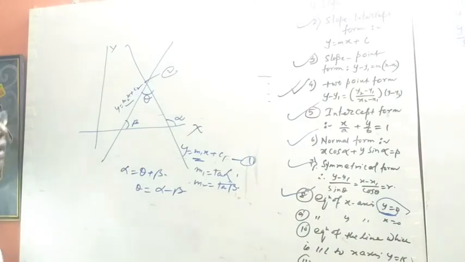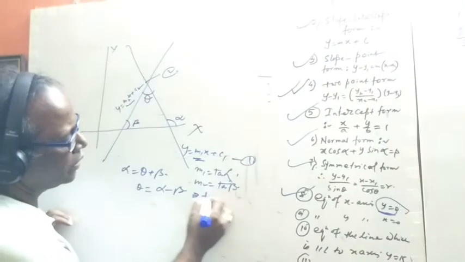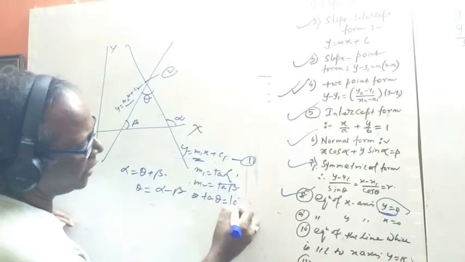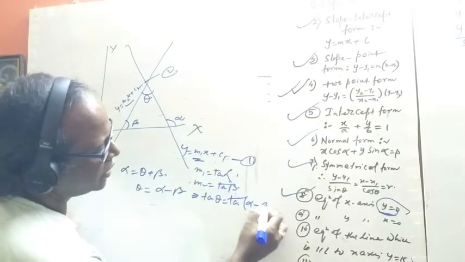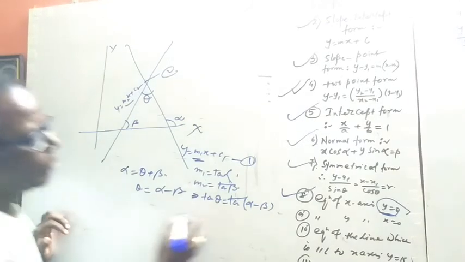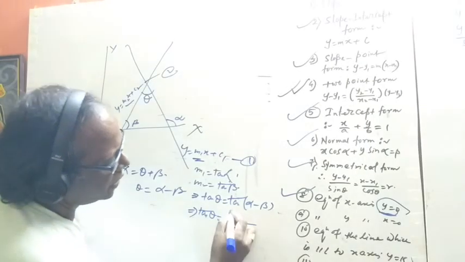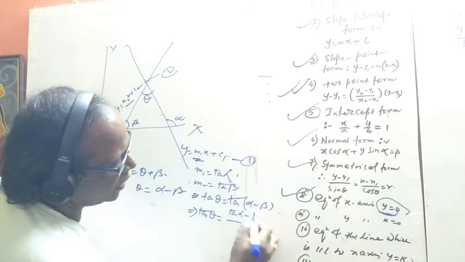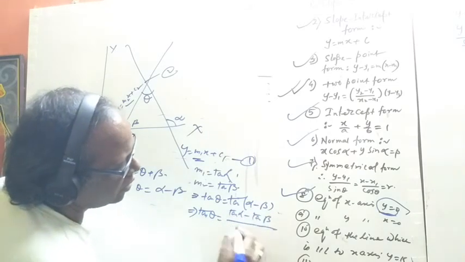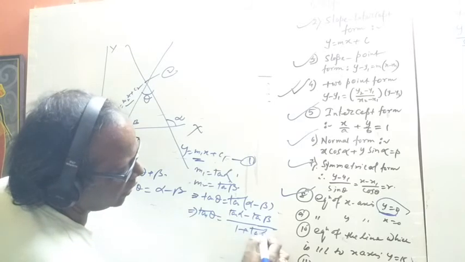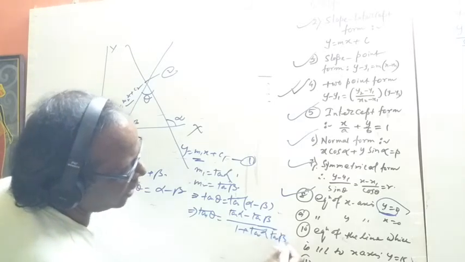Taking tangent of these two angles, tan of theta would be tan of alpha minus beta. See here, tan theta is tan alpha minus tan beta by 1 plus tan alpha into tan beta.